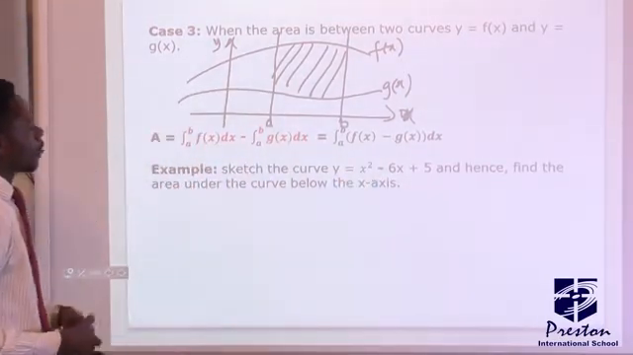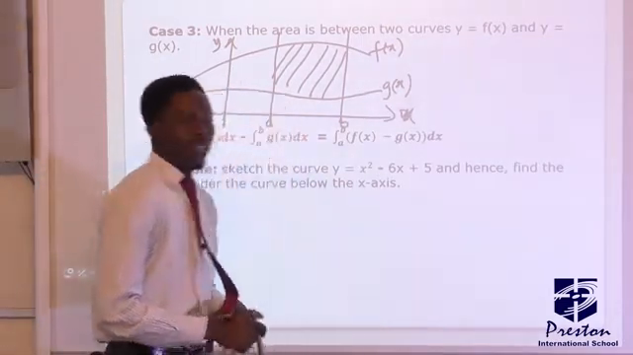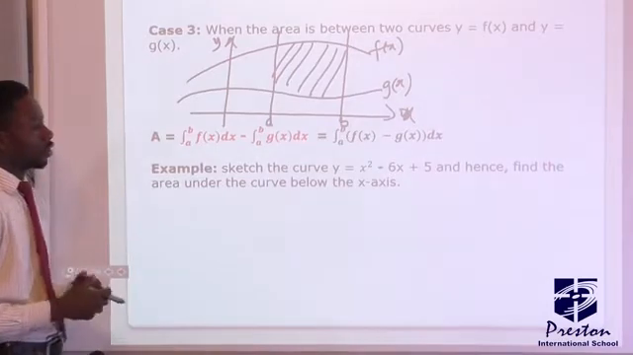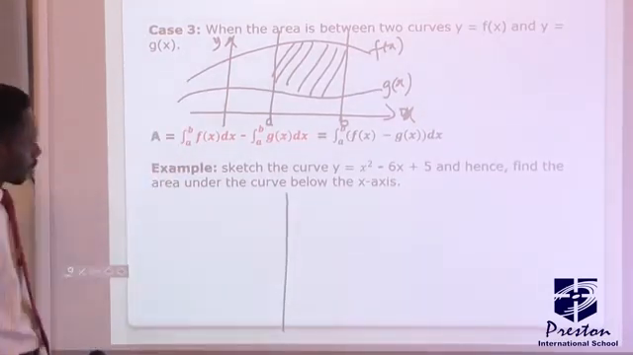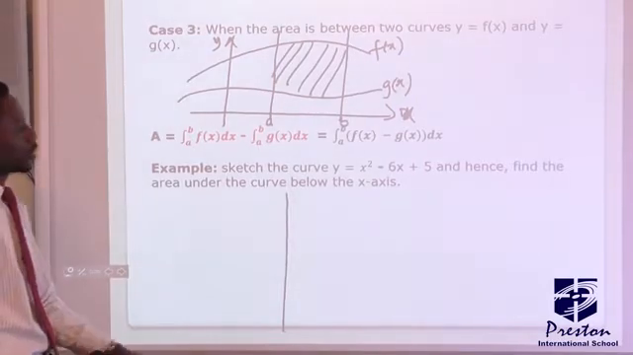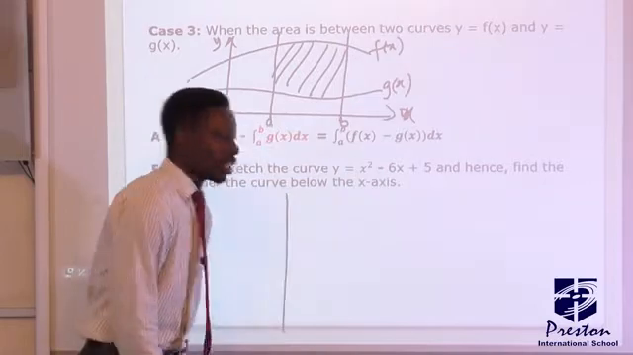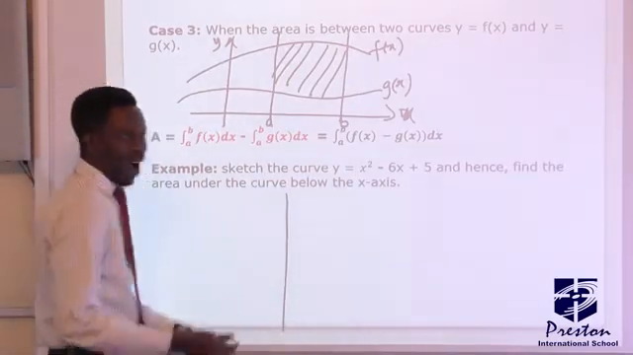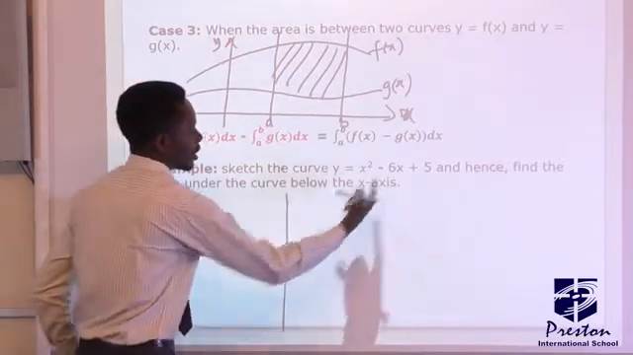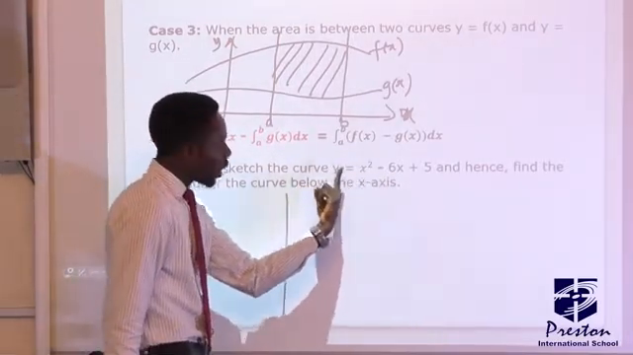The example here says, sketch the curve y equals x squared minus 6x plus 5, and hence find the area under the curve. I want to believe from what you have done in your previous class, I think that should be SS2 class, you should be able to sketch the curve for this function y equals x squared minus 6x plus 5. What are the main things we need? We need the two values of x and the y-intercept. What is the y-intercept? The y-intercept is simply when x is equal to 0.